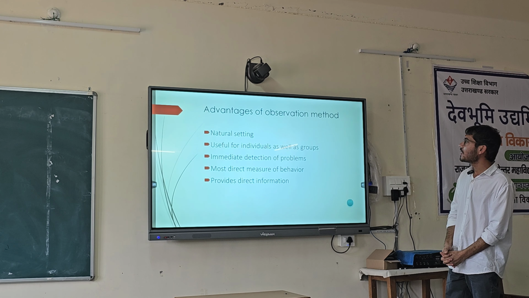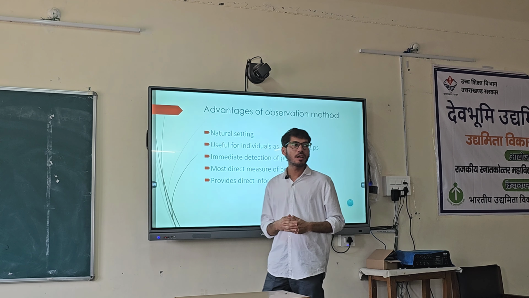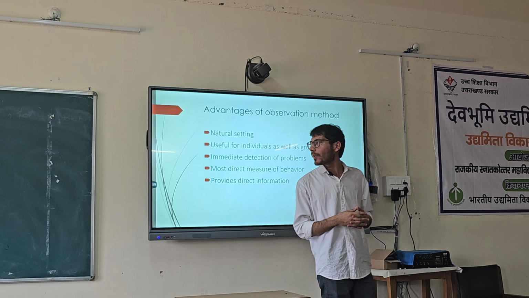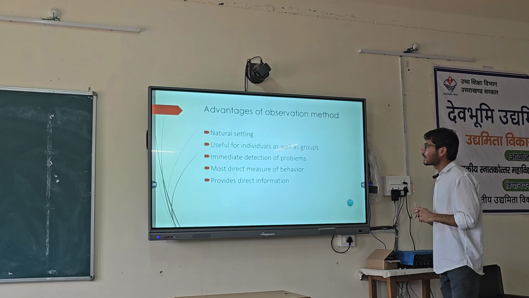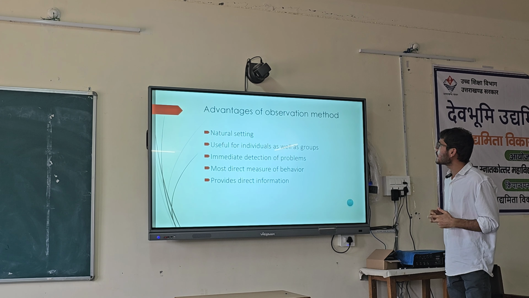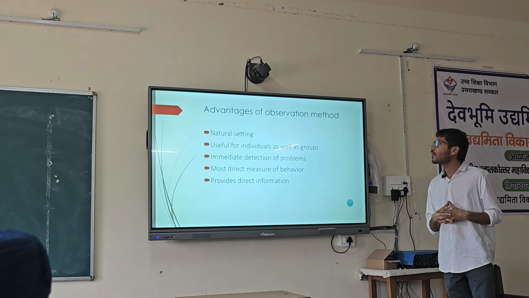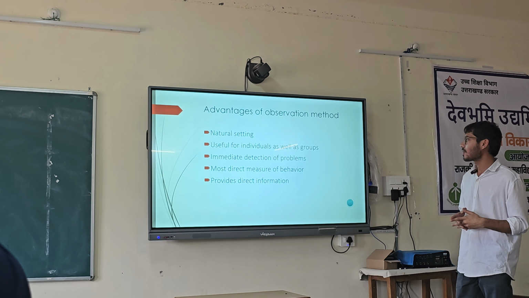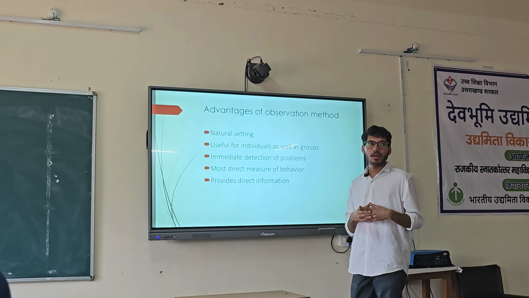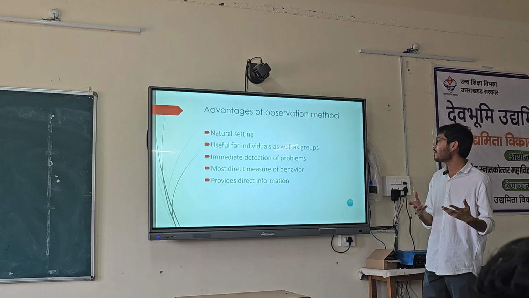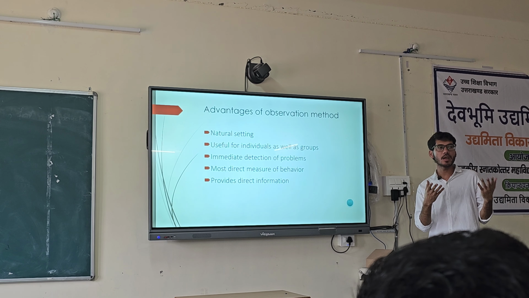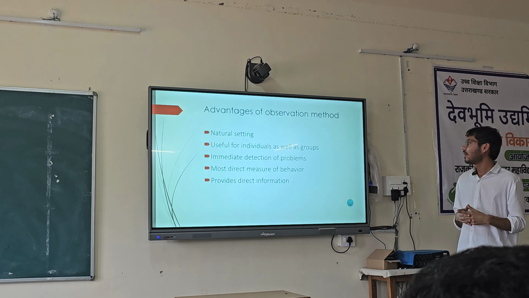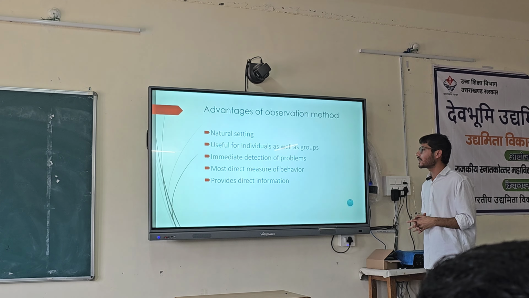Advantages of the observation method: because it is happening in a natural setting, we get real data immediately by interpreting things. It is useful for individuals as well as groups. We can perform it on individuals as well as on groups. Immediate detection of problems: when we are studying things happening in the real world, we can immediately detect what the problem is, because we are looking at it with our own eyes. It is the most direct measure of behavior and provides direct information.